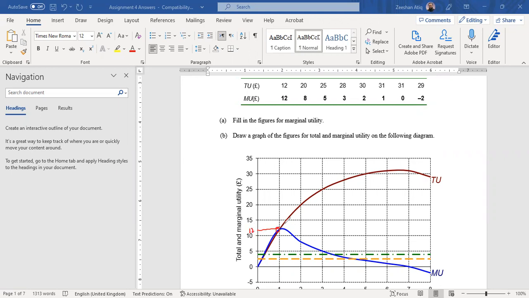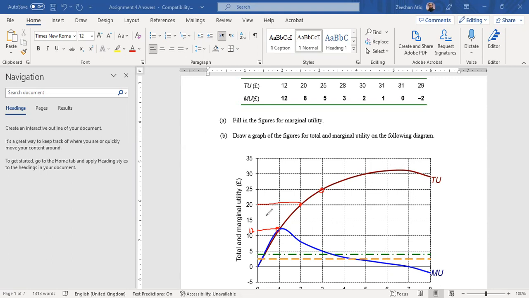And for the 2 visits, it becomes 20, as you can see here. So the second point on this curve corresponds to 2 and 20, and the third one is 3 and 25. Now for 3 visits, the total utility is 25. For 4 visits, it is around 28, and then 30, then 31, and 31, and then 29.